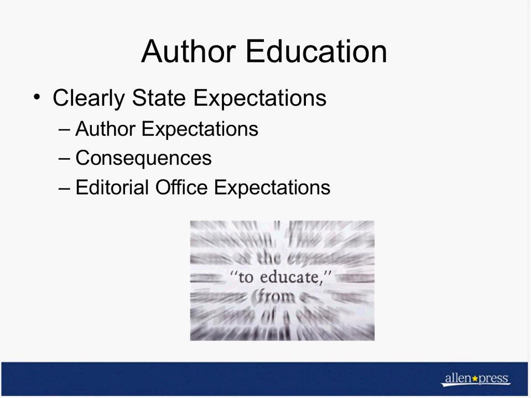Clearly state what you expect from a submission. This lies in the organization of the guidelines, as we discussed earlier, but also in giving the author information. The author guidelines shouldn't just be about what the author is responsible for, it should also state what the editorial office is responsible for doing to the manuscript.